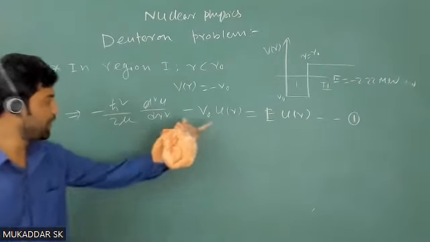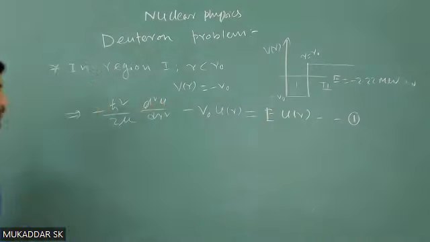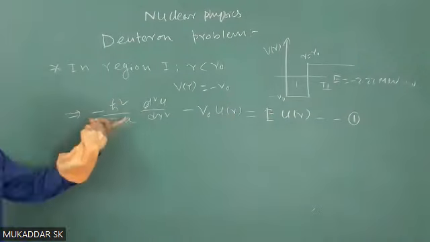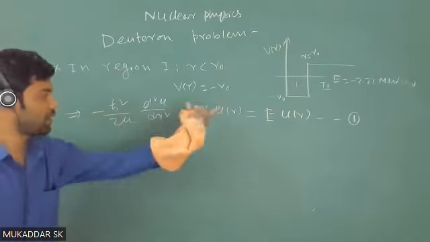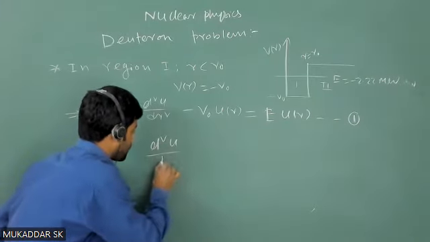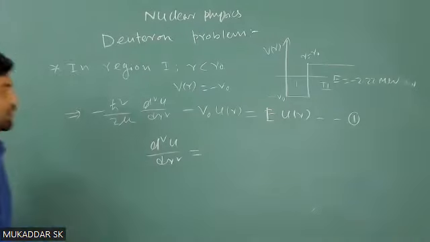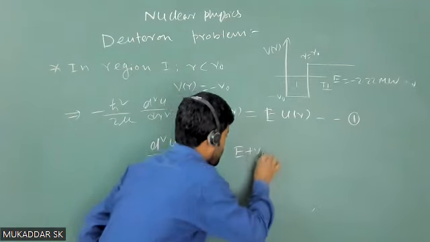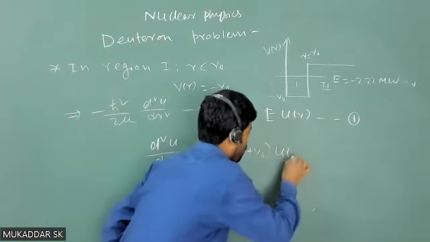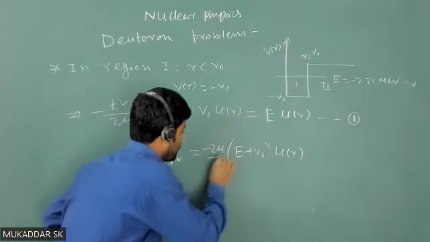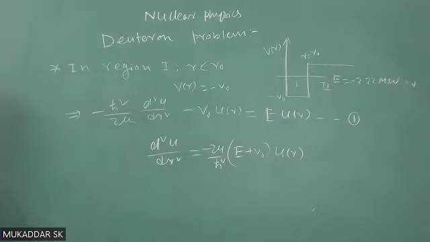Okay. Now if you bring this term on the right hand side, then it will be E plus V naught. And if you bring this factor on the right hand side, then it will be d square u by dR square equal to how much? What will the sign be? That will be plus. So you will have E plus V naught into u of R, and what will come here? That will be minus twice mu by h cross square, right?